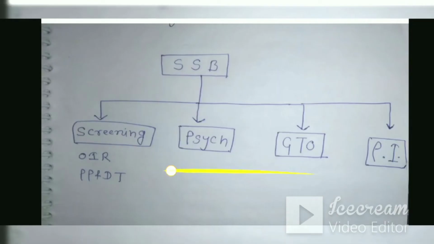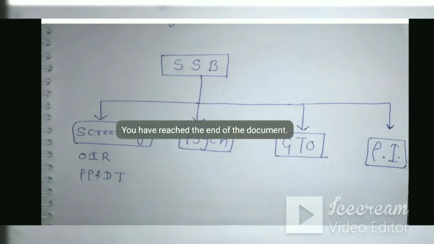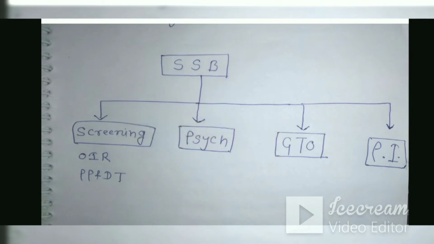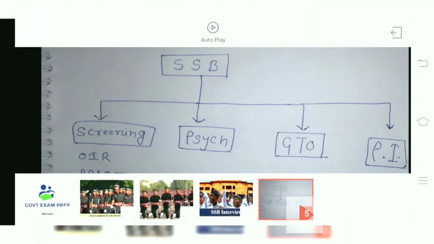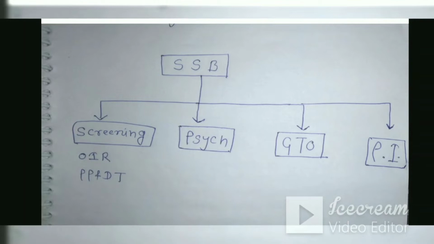Let's look at these things. I divided SSB into 4 parts. Phase 1 is screening, and this consists of OIR, PP and DT. The second one is psych, which consists of 4 tests: TAT, WAT, SRT, SD. The next one is the GTO, where there are many tests, 8 to 9, and the next one is the personal interview. We can practice all of those at home by different techniques or methods.